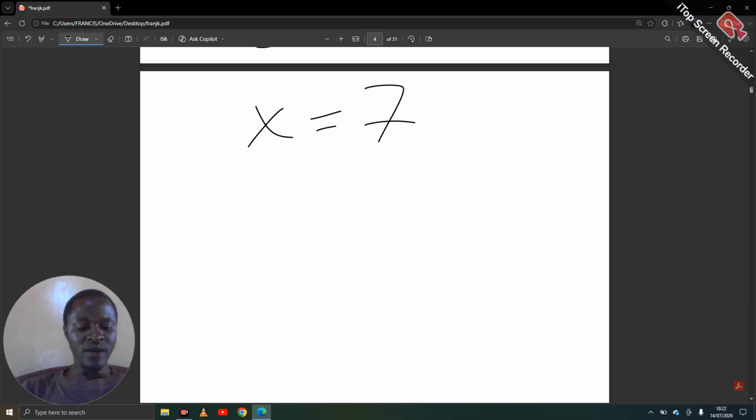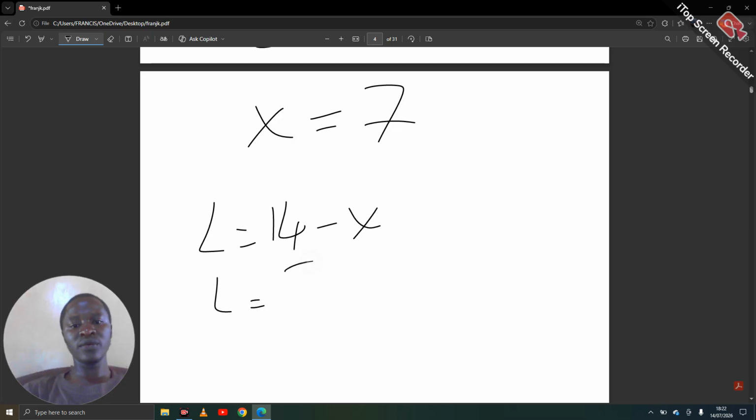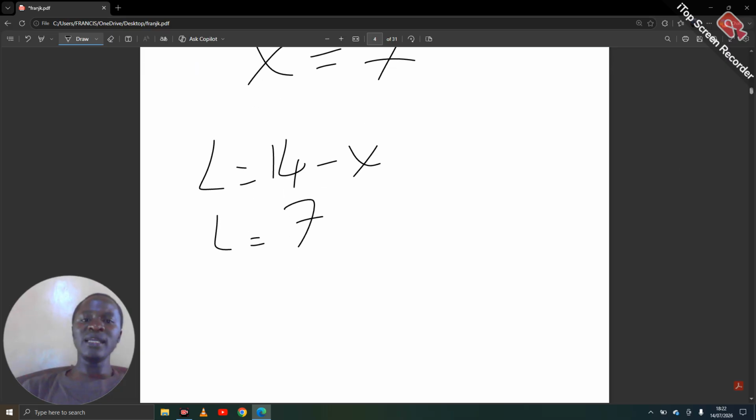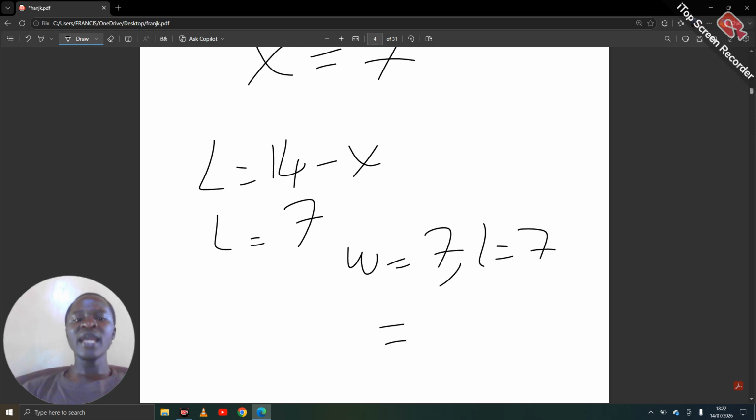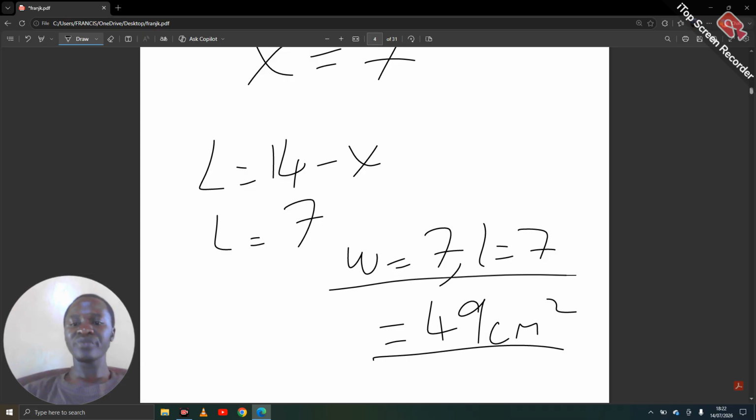Our x is 7. What is our length? That is, our length was 14 minus x, which is 7. So that means width is equal to 7, length is equal to 7, giving us a maximum area of 49 square centimeters. That is how your answer should be: width provided, length provided, and the maximum area also provided.